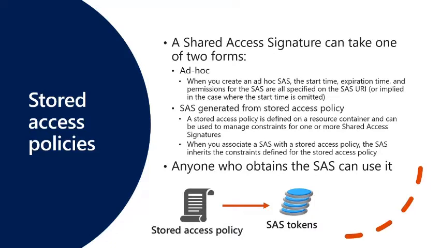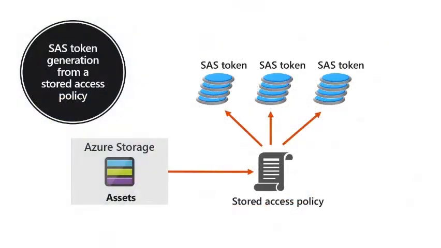And then the second type is a SAS with a stored access policy. Stored access policy is defined on a resource container, a blob container, table, or queue, and can be used to manage constraints for one or more shared access signatures. You can simply say this is my policy which contains these permissions, and then I add this policy to my SAS token. SAS token generation from a stored access policy.